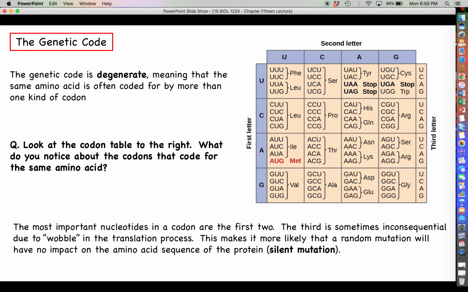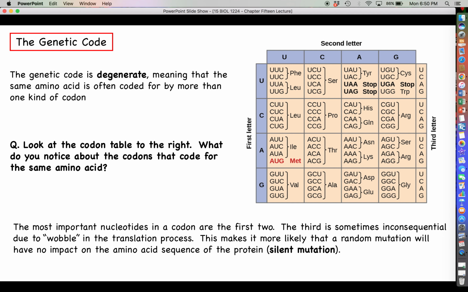One of the things you'll notice is that, say for proline, the first 2 bases are the same. Proline always requires that your first 2 bases be C. Serine requires that your first 2 bases be U, then C. Threonine requires that your first 2 bases be A, then C. It turns out that in a lot of cases, the third base is not really all that important.